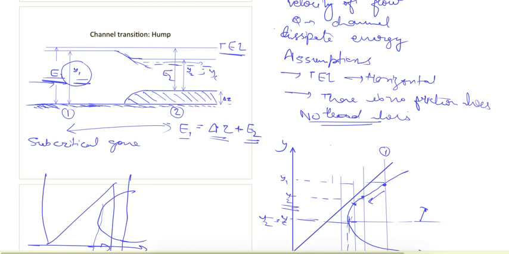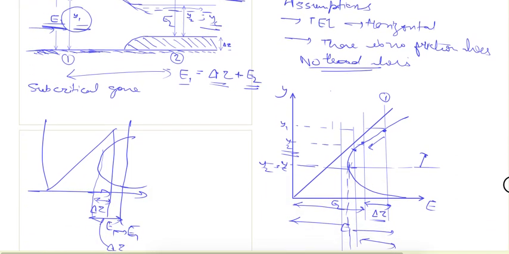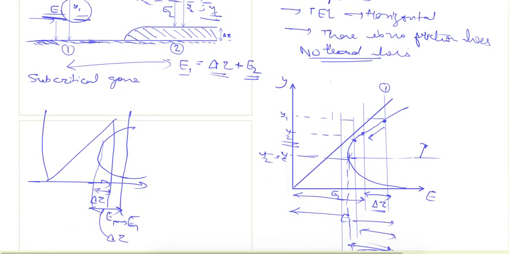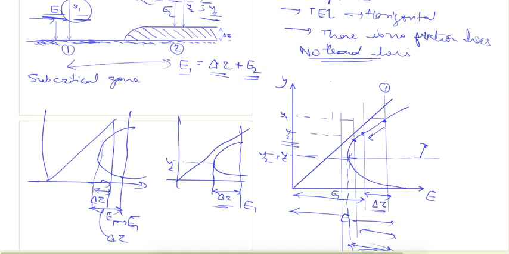And what will be the scenario at section 2? Section 2 will still be at the critical depth of flow, because this increase will be such that the delta z point will just touch the curve. This new E1 will be such that this point will still be at critical depth.